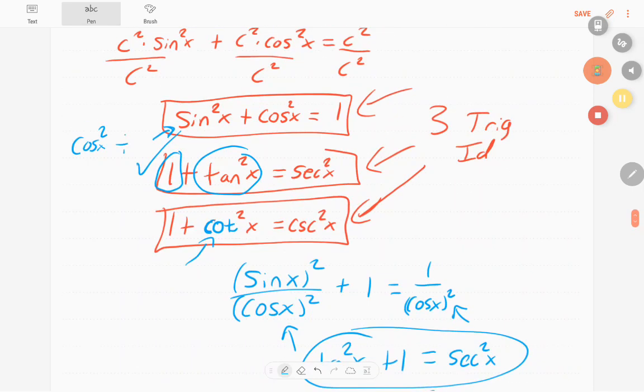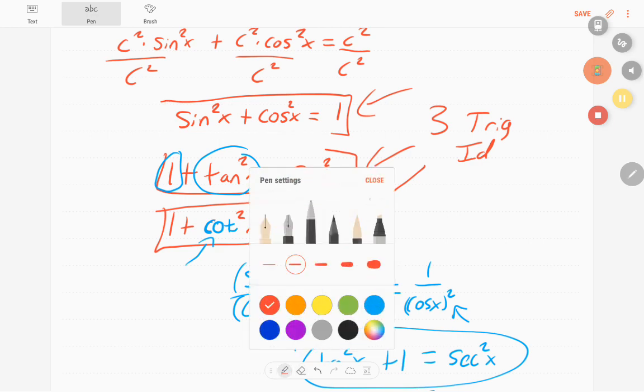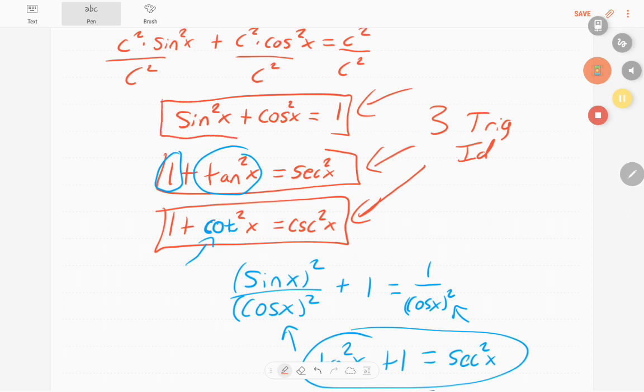So what I wanted to show you in this little video was pretty much there's only one trig identity you need to know, because you can get the other two by dividing out sine or dividing out cosine. So if you forget, I would start here. This one's pretty easy to remember because it's a lot like the Pythagorean theorem.